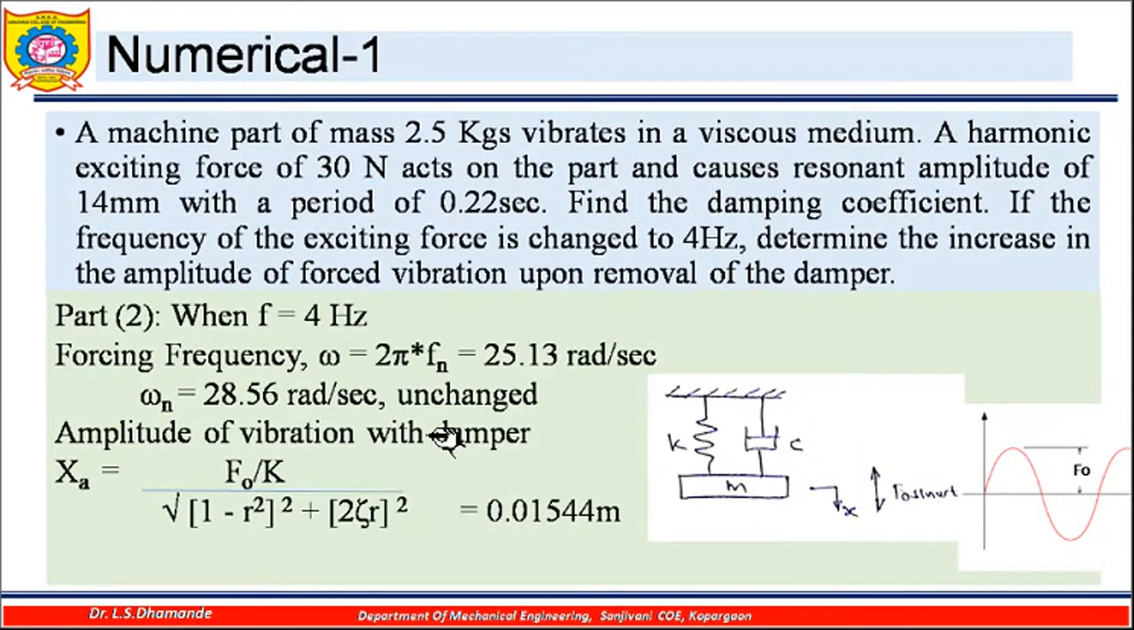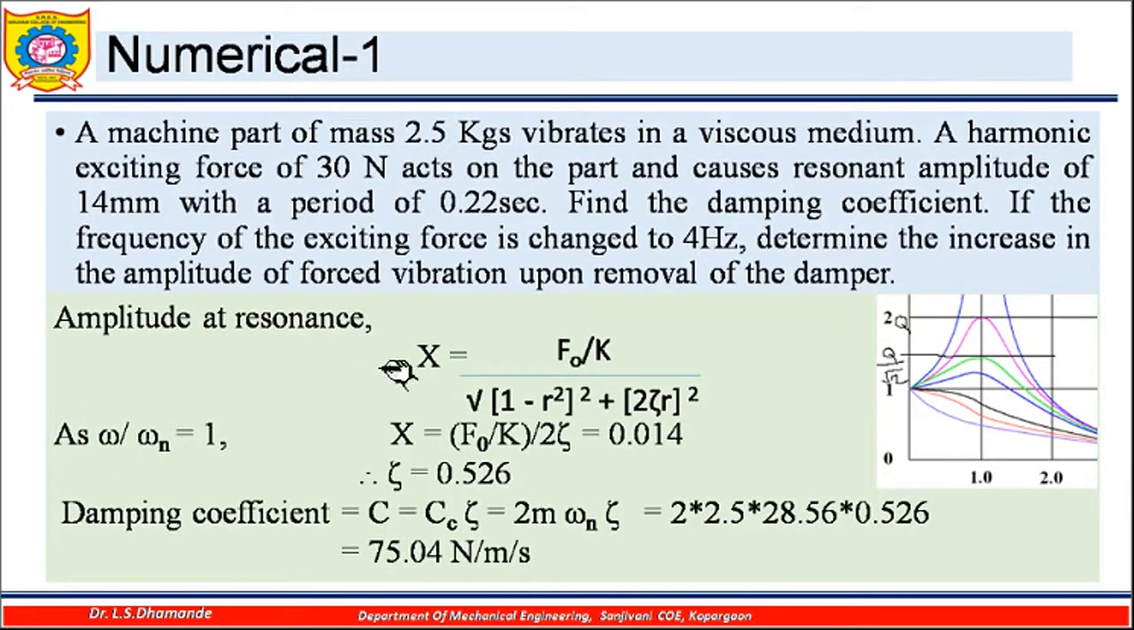damping coefficient, and for that we will consider the amplitude at resonance. So amplitude at resonance is given by F0 by k upon under root of [1 minus r squared] whole squared plus [2 zeta r] whole squared. So in this case I have to find out the value of r. r is nothing but omega by omega n, and at resonance this r is equal to 1. So in 1 minus r squared, if I put r as 1, 1 squared minus 1 squared, 1 minus 1 will be 0. So this term gets cancelled out. So the remaining term is under root of [2 zeta r] whole squared. r is equal to 1, so it will be 2 zeta.